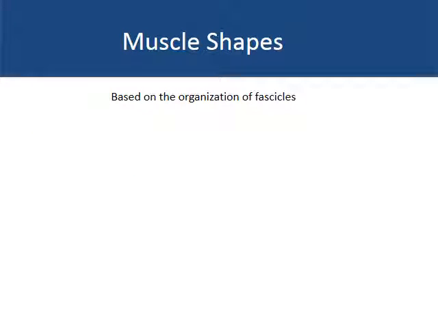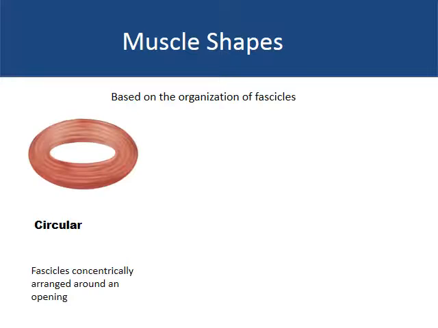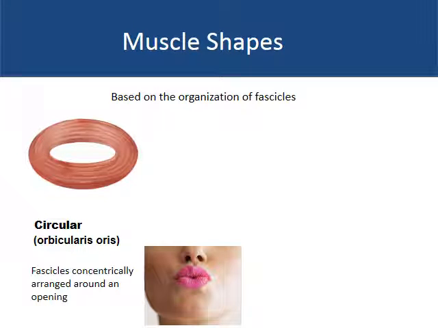The arrangement of fascicles within a muscle is important because we can use that arrangement to classify muscles into different shapes. So one type of muscle shape is circular. This one is pretty self-explanatory. Fascicles are arranged in a circular shape around an opening. One example of this would be the orbicularis oris muscle, which is a muscle that wraps around our mouth and allows you to make a kissy face when you contract it.